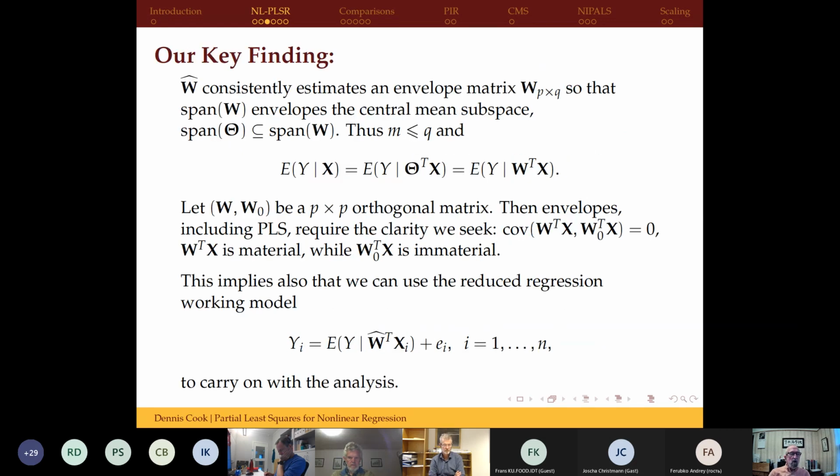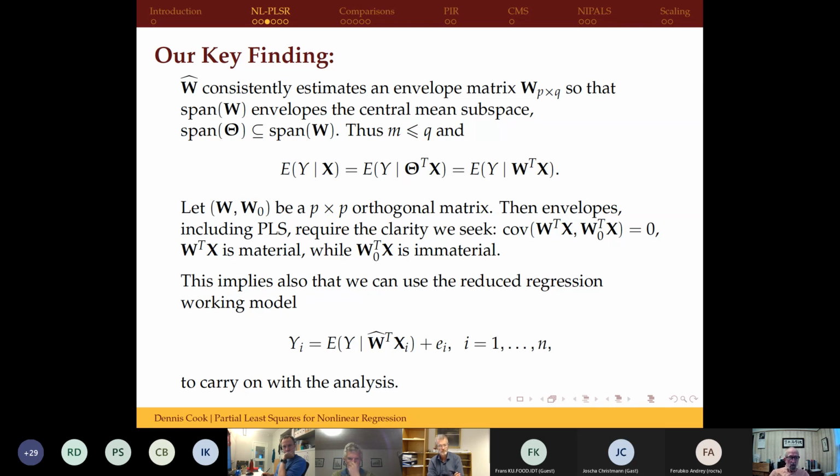So the next slide is our key finding. What we found is that W hat consistently estimates an envelope matrix W so that the span of W envelops the central mean subspace. That is, the span of theta is contained in the span of W. So if you know W, you've captured theta, or in the context of the name, you've enveloped theta, or the span of theta.